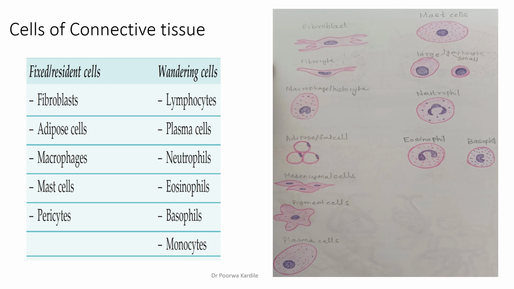Coming to the cells of connective tissue, there are two varieties again: fixed, native or resident cells like fibroblasts, adipose cells, macrophages, mast cells and pericytes. And the wandering cells or immigrant cells are lymphocytes, plasma cells, neutrophils, eosinophils, basophils and monocytes. We can visualize both varieties of cells in the diagram.